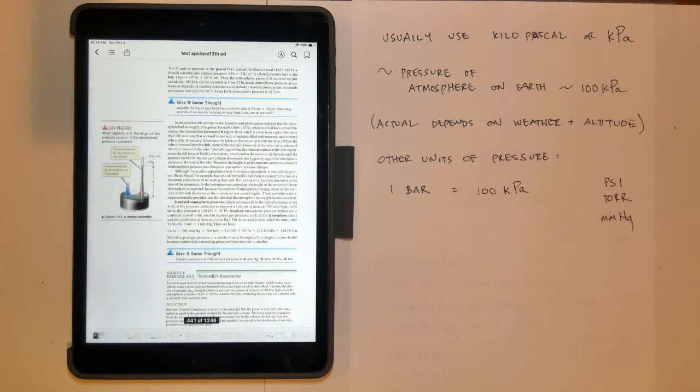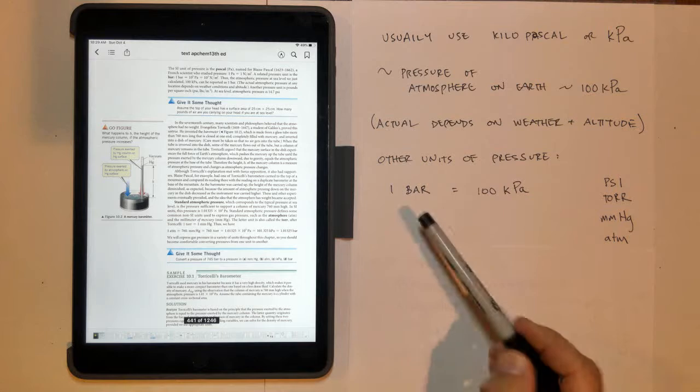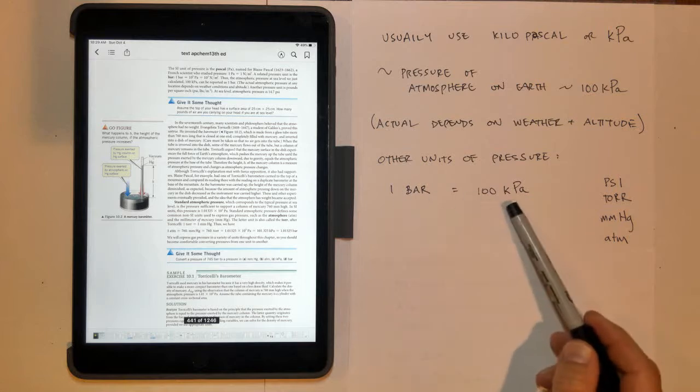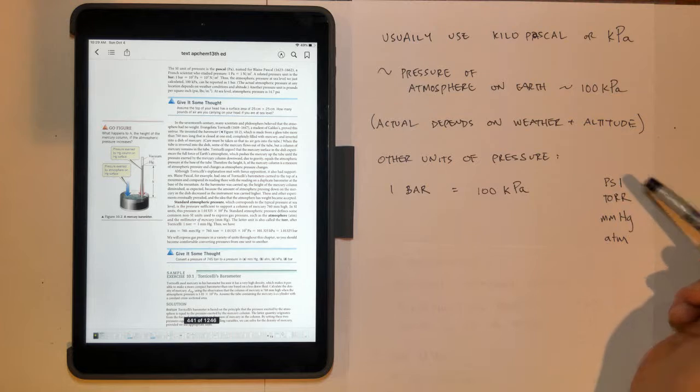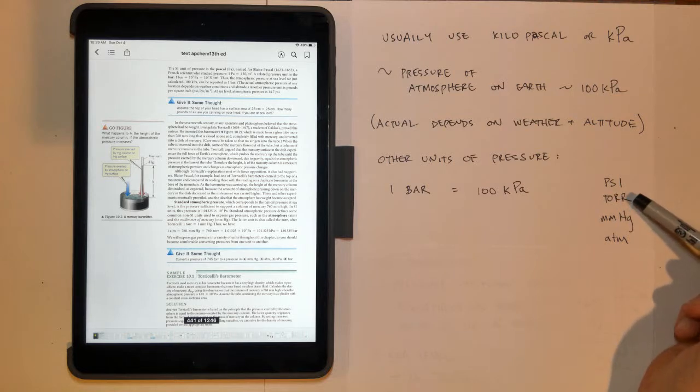So there are lots of other units of pressure that we'll see during this chapter. One is called the bar. 1 bar is 100 kilopascals. We'll see something called pounds per square inch, or PSI. We'll see torr. Torr is used the same as what's called millimeters of mercury. They're equal to one another. And then we'll also see atmospheres, and we might even see some other ones as well.